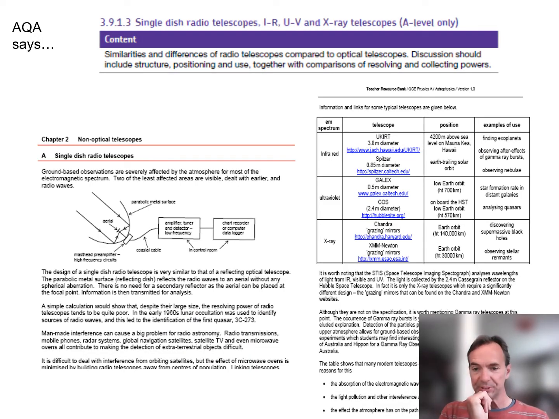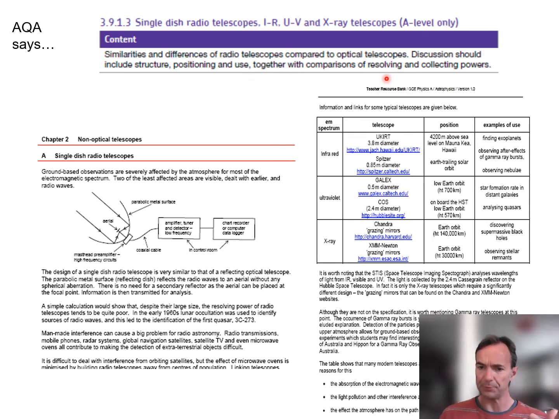This is what you need to be able to do. So in the specification, it says similarities and differences of radio telescopes compared to optical telescopes. But what I said before, notice it's got infrared, UV, and X-ray telescopes up here. Not quite sure why they did that, but nevertheless, that's why I told you about those others. Discussions could include structure, so in other words, how big it is. You can make them very big because you can make them very thin as well, and they're a reflecting telescope, of course, because therefore you don't have to support as much weight. Positioning: high, dry, or in space. Use: what objects are we looking at, which I've mentioned before, together with comparisons of resolving and collecting power.